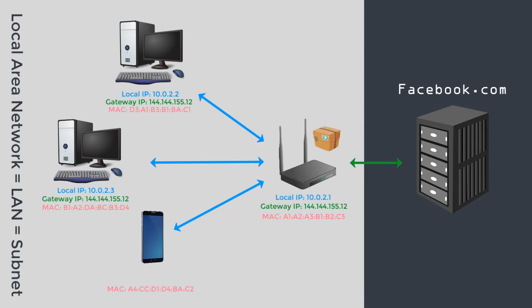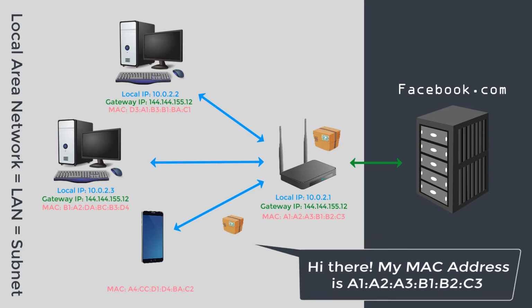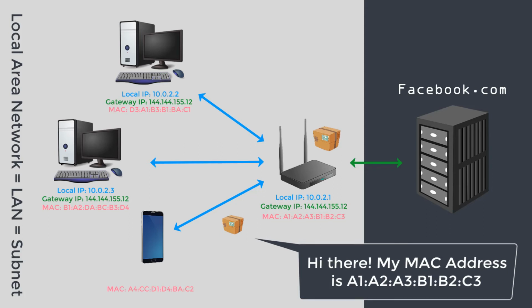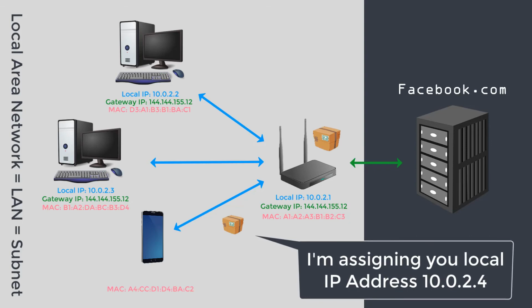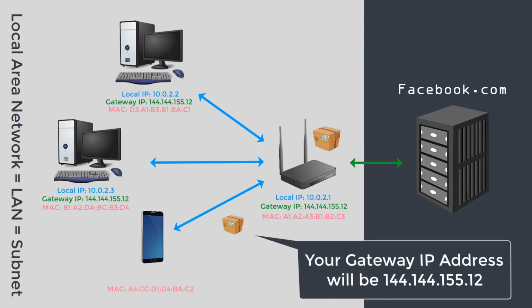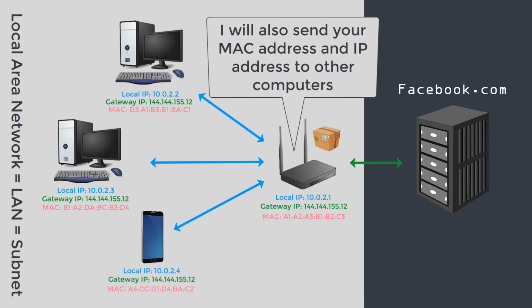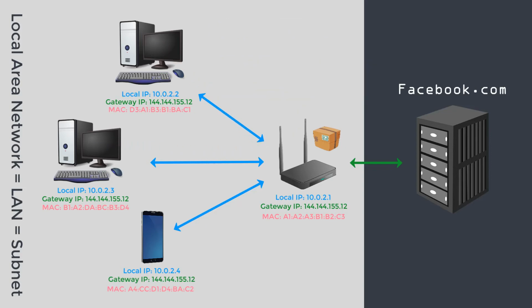We're almost there. The router replies, "Hi, my MAC is A1:A2:A3:B1:B2:C3. I'm assigning you local IP address 10.0.2.4. Your gateway IP address will be 144.144.155.12. I will also send information about your IP and MAC addresses to other devices in this local area network." So, now every device in this network knows the local IP and MAC addresses of the newly connected device.